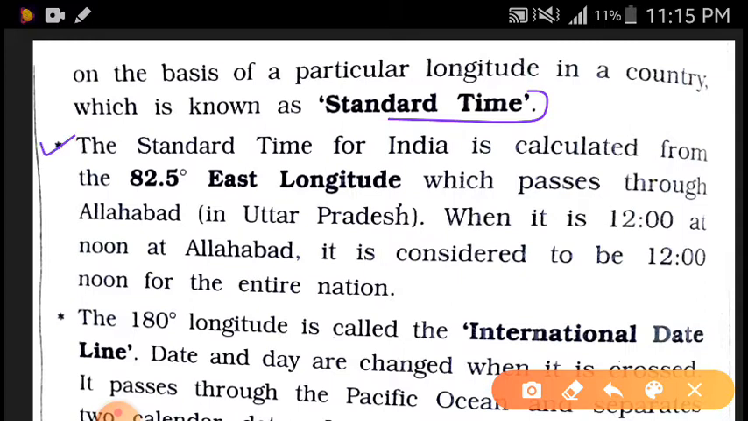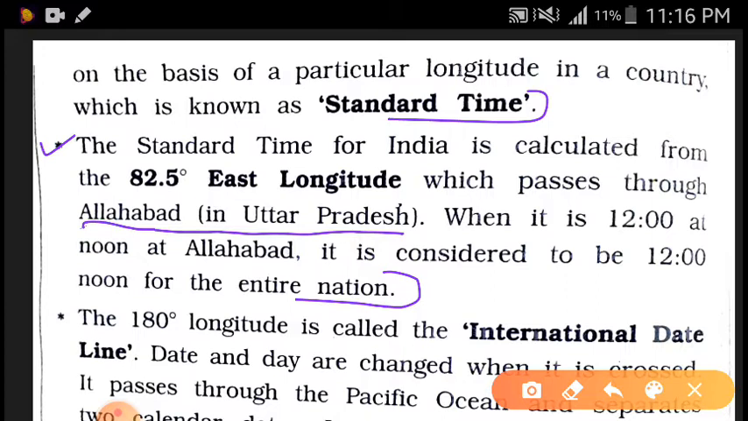The standard time for India is calculated from 82.5 degree east longitude, which passes through Allahabad in Uttar Pradesh. So the center of India is taken at Allahabad, Uttar Pradesh. When it is 12 o'clock noon at Allahabad, it is considered to be 12 o'clock noon for the entire nation. So now, by reading this example, you might have understood what standard time is.